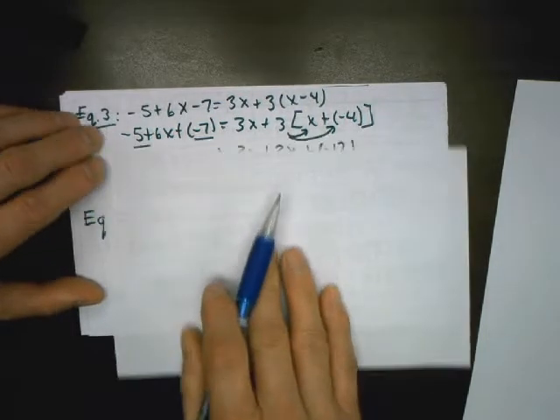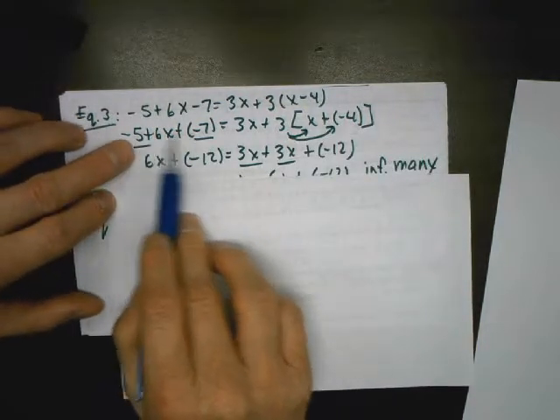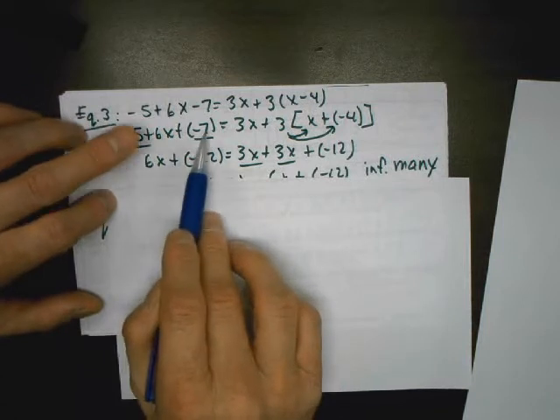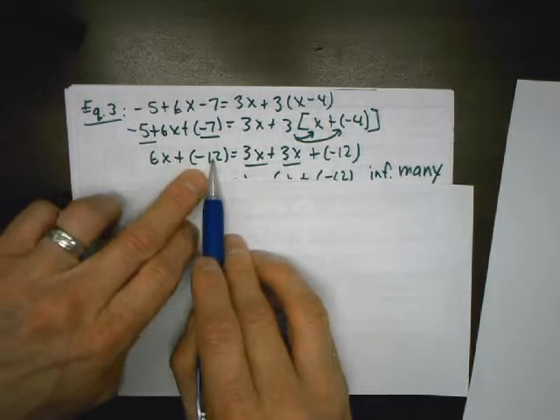Rule for subtraction. Distribute. Well, I don't have to distribute on this side, right? So I can combine like terms. I add my constants together.